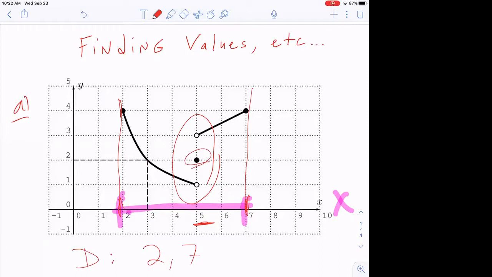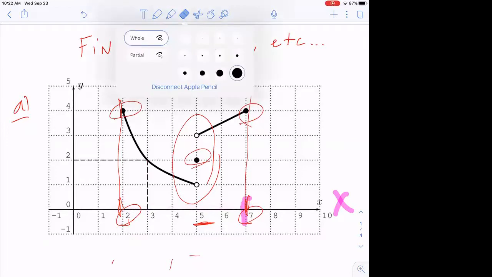So my domain here, was I able to plug in 2? Yes, I was. So he's included. Was I able to plug in 7? Yes, I was. So he's included. So that's my domain. Plug those numbers in. So my domain is all the x's between 2 and 7, and it works. Right, so now the range, again, let me erase it.